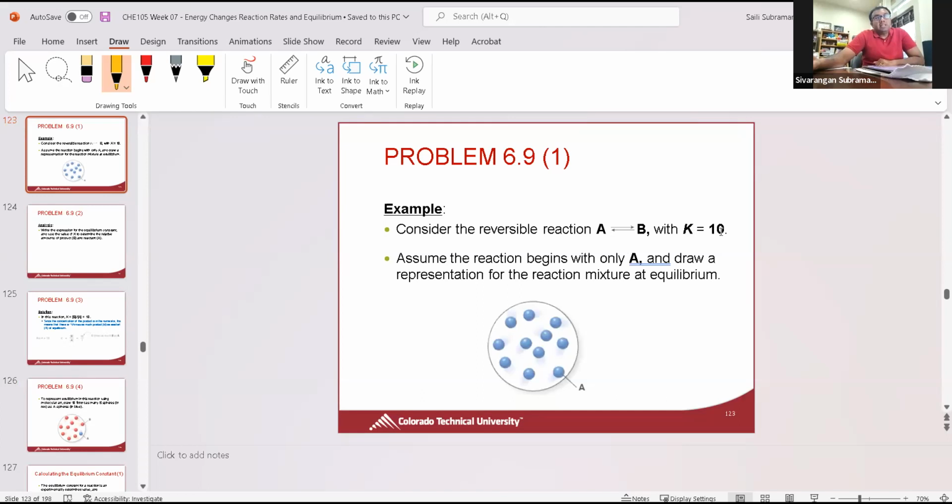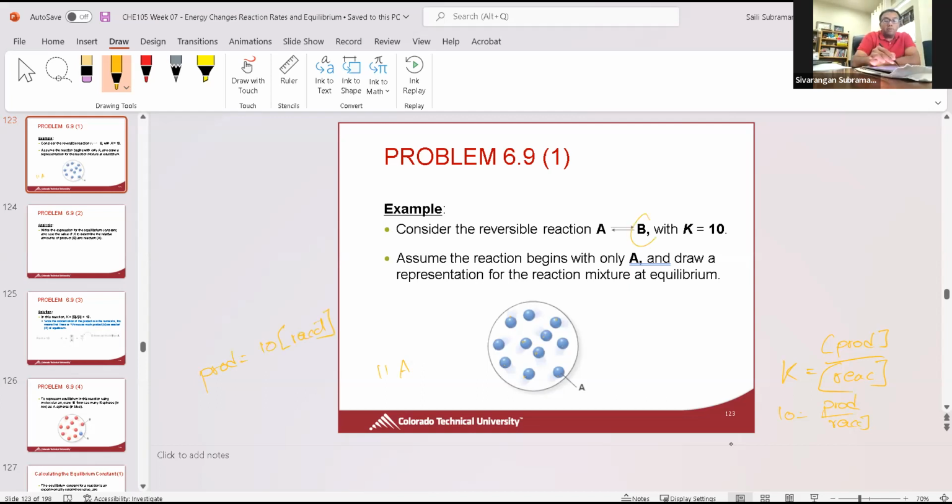The equilibrium constant is basically 10. So you know that K is nothing but the concentration of products over concentration of reactants, right? So you have 1, 2, 3, 4, 5, 6, 7, 8, 9, 10, 11 molecules of A. You know that the equilibrium constant for this reaction is 10. So 10 is equal to concentration of products over concentration of reactants. And once you reach equilibrium, you can say that products is nothing but 10 times reactants.